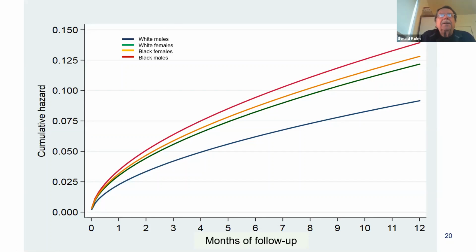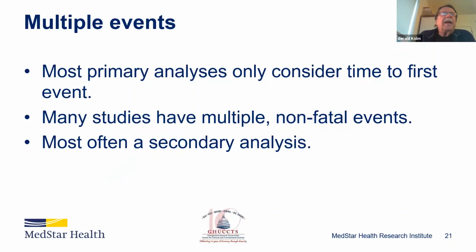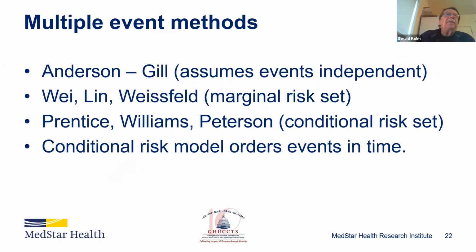Okay, so what I want to consider next is looking at multiple events. Most of the primary analyses that you see in the literature only consider time to the first event, but many studies have multiple events, and of course they would have to be non-fatal events. Sometimes that's ignored, sometimes it's analyzed as a secondary analysis, looking at the multiple events.